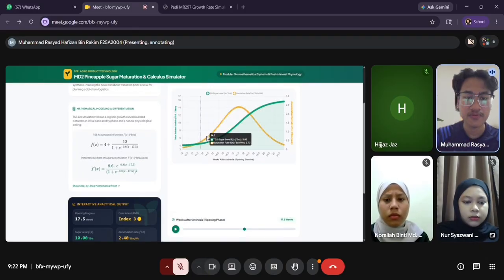The fourth one is the proposed solutions or recommendations.